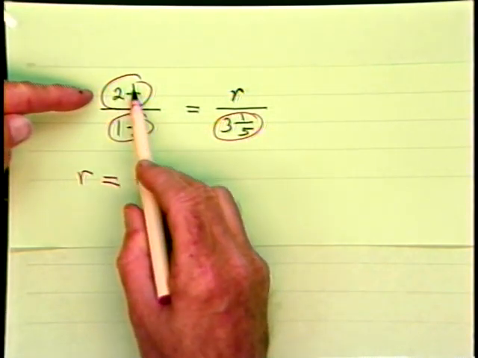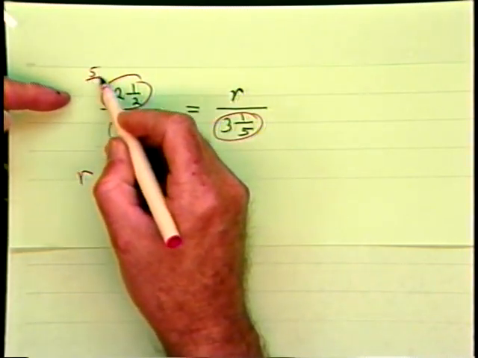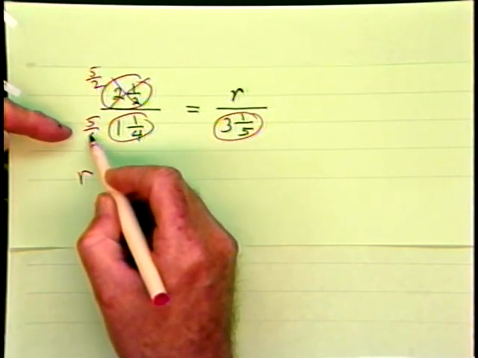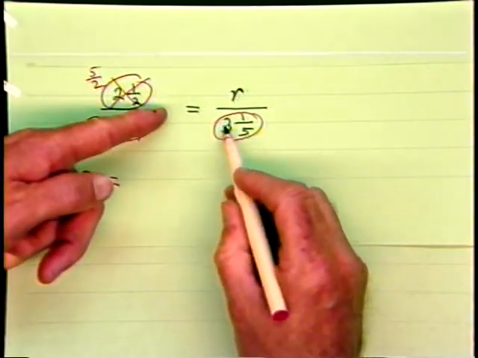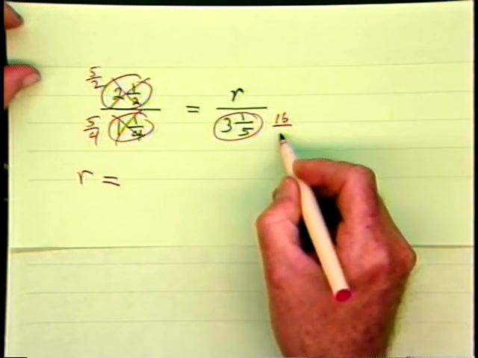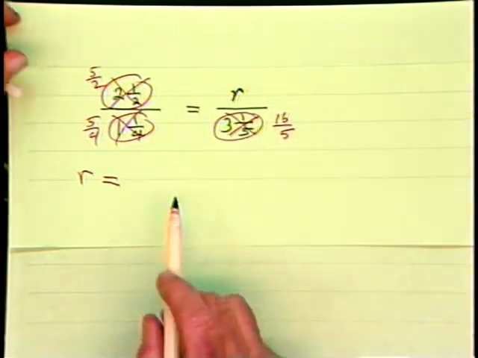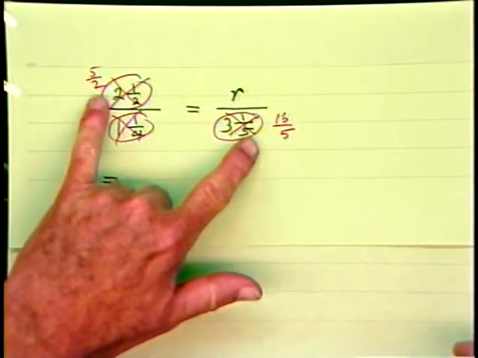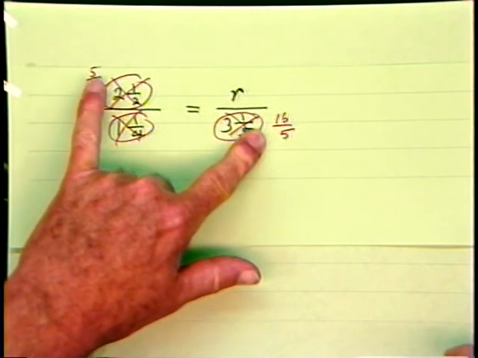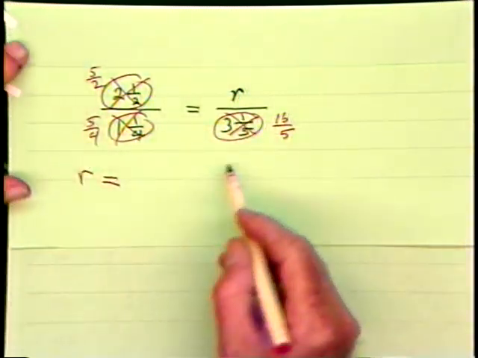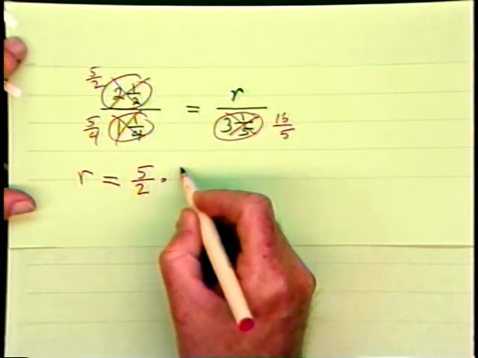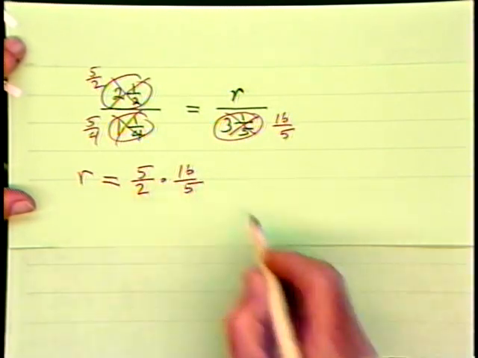So this is 4 and 1 is 5 halves. This one's 4 and 1 and 5 fourths. This one's 15 and 1 16 fifths. Now we simply write down what we would otherwise have done in the calculator. So I would multiply these two, so let's write it down. 5 halves times 16 fifths.